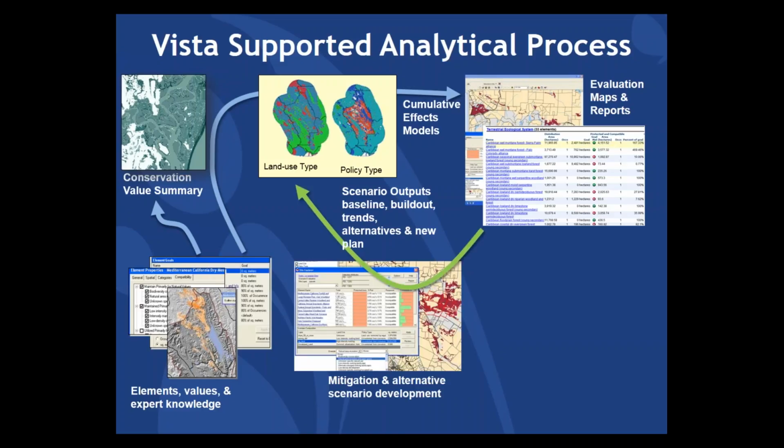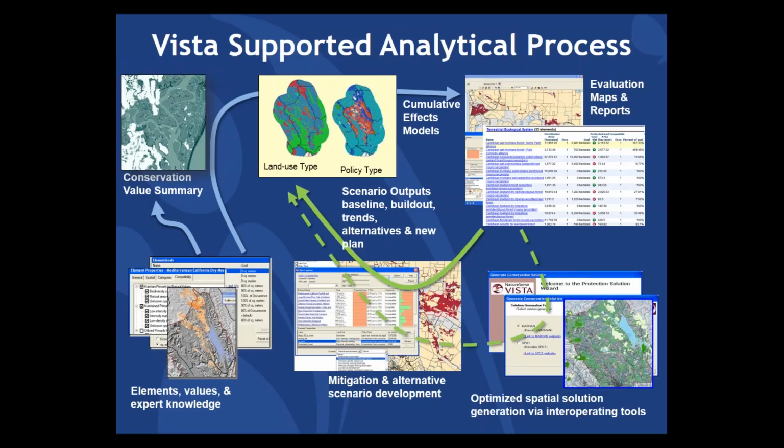From there, we can use the Site Explorer function in Vista to drill down at individual sites or groups of sites to understand how the elements are performing within that site, what scenario features are present, and how the elements are responding to those features. We can then use Vista as a site mitigation tool or planning tool to specify an action at that site, perhaps relocating a planned development that would have undesirable impacts or adding a restoration treatment to improve current conditions.